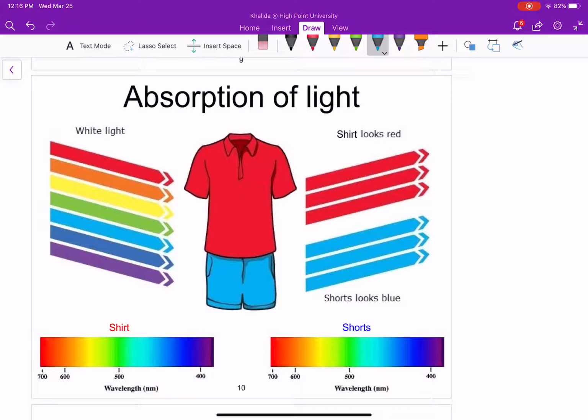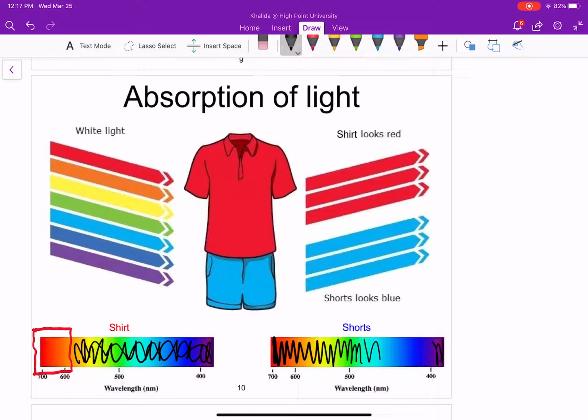So what we have here is a red shirt and blue shorts. But the reason that the shirt looks red and that the shorts look blue is that this red shirt is actually absorbing many different wavelengths. This red shirt is absorbing all of these wavelengths, or at least enough of them that they don't show up, so that the red shirt only shows these red wavelengths. The shorts, on the other hand, are absorbing all of the red and the yellow, all of the longer wavelengths. And the only wavelength that is not absorbed is this blue. So that's what makes the shirt look red and the shorts look blue.